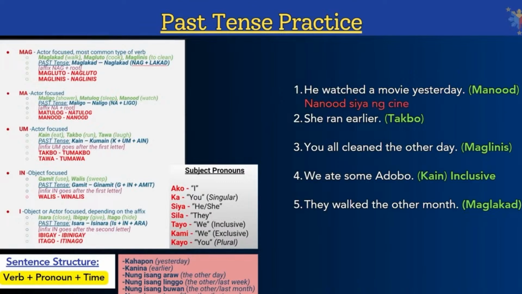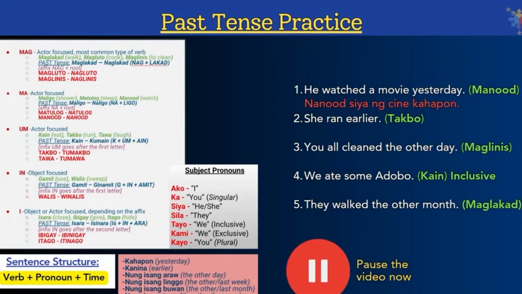Nanood siya ng sine kahapon, a movie, yesterday. So in our sentence structure, I didn't point out where an object would go. It would go before the time. So nanood siya ng sine kahapon. He watched a movie yesterday.